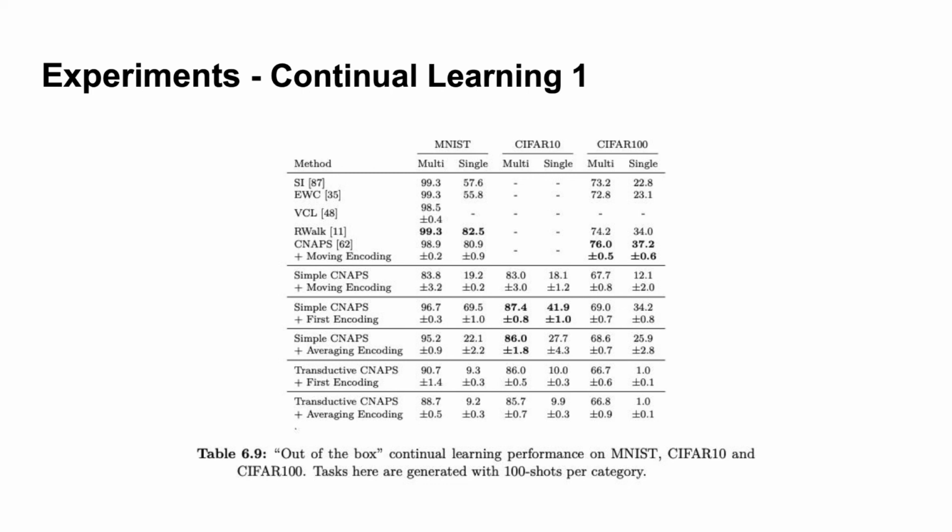I have a second slide which goes into more detail right after this, but we should also note that the averaging encoding strategy is the one that performs the best. It strikes a good balance between adapting the feature space to an optimal space such that classification can be performed on new tasks without completely forgetting the knowledge of the previous tasks.